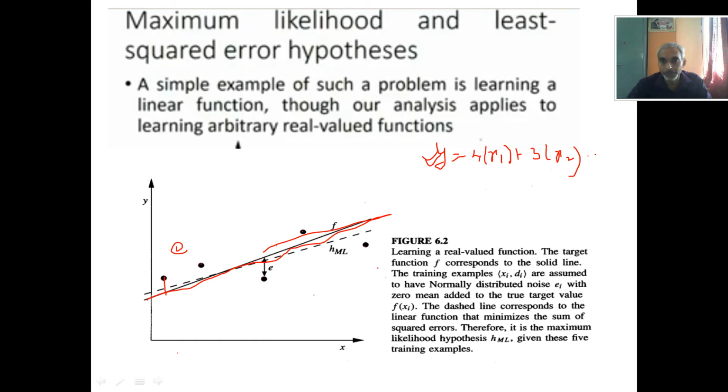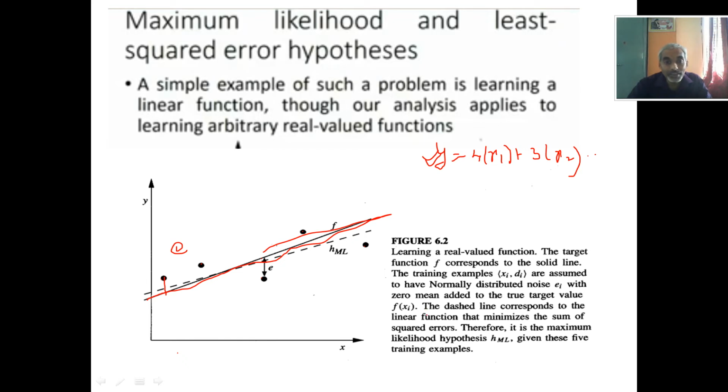The training examples xi, di are assumed to have normally distributed noise Ei, with zero mean, added to the true value of f of xi. So you are supposed to find a line, you have to fit a line, such that this error decreases.